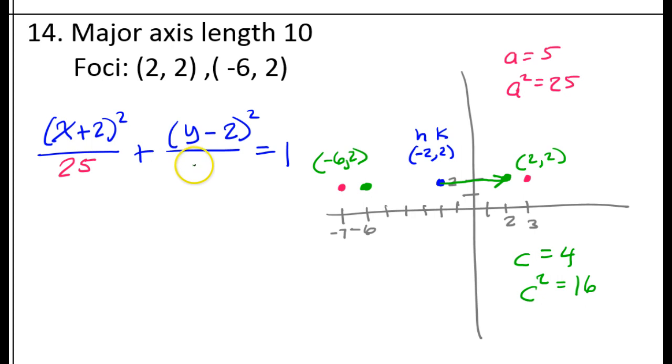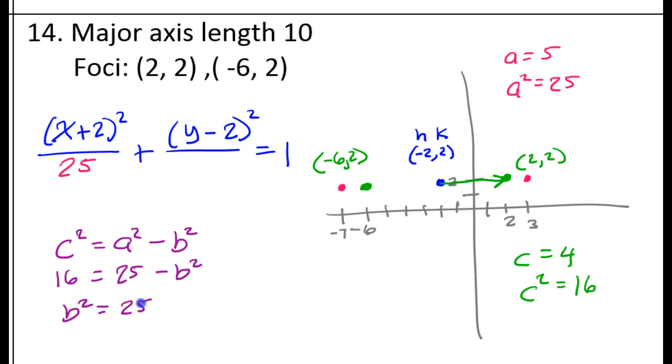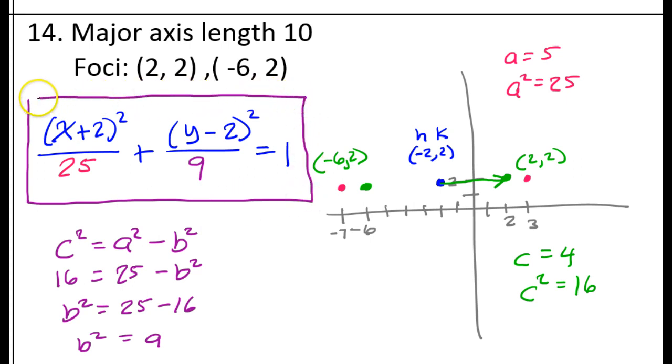Now, c squared does not show up here. I need b squared. But I can now use my equation. c squared is equal to a squared minus b squared. That's the relationship. Notice when this is plus, this is minus. So I know that c squared is 16 and a squared is 25. So all I need is b squared. If I add b squared to both sides and subtract 16 from both sides, I get b squared is equal to 25 minus 16. So b squared is equal to 9. I'm not going to take the square root because b squared is what I want. So 9 goes right here, and that is it. This is my standard form equation of the ellipse with these characteristics.